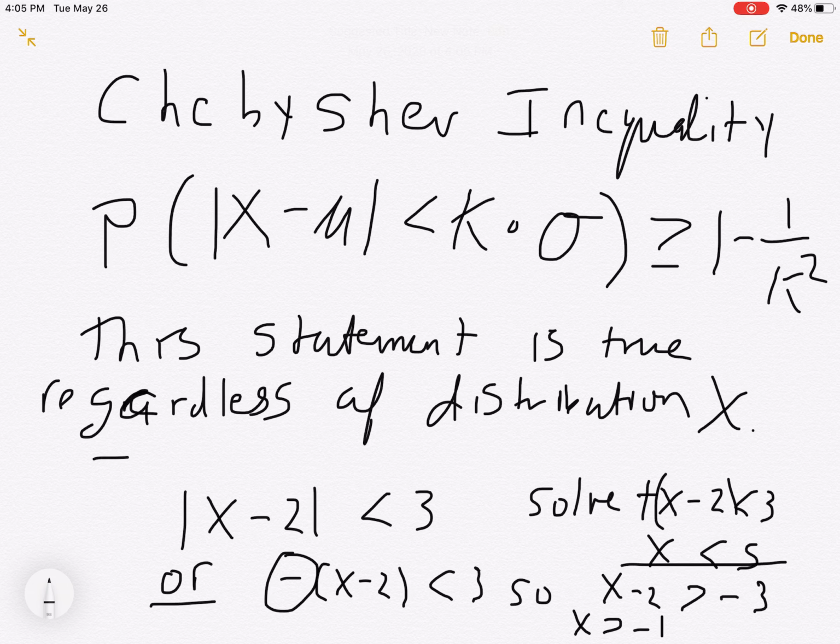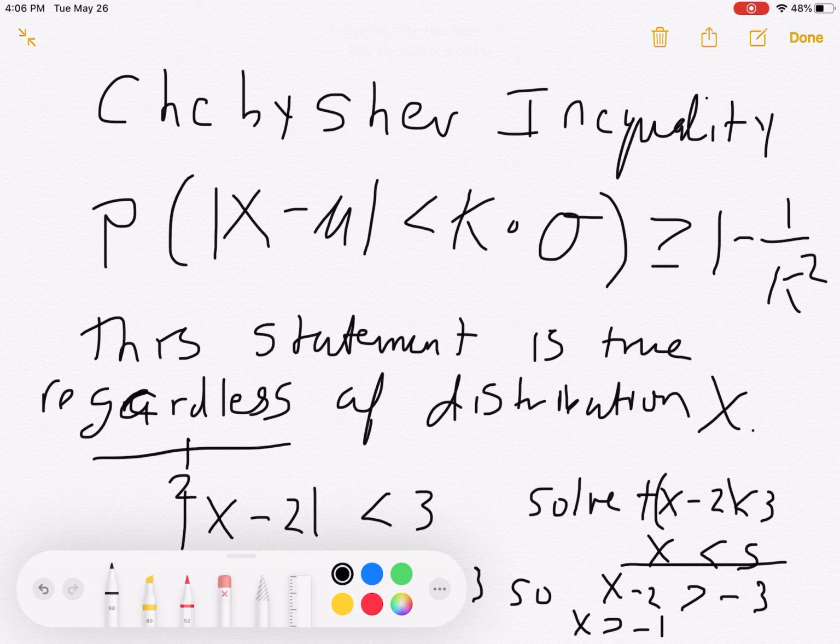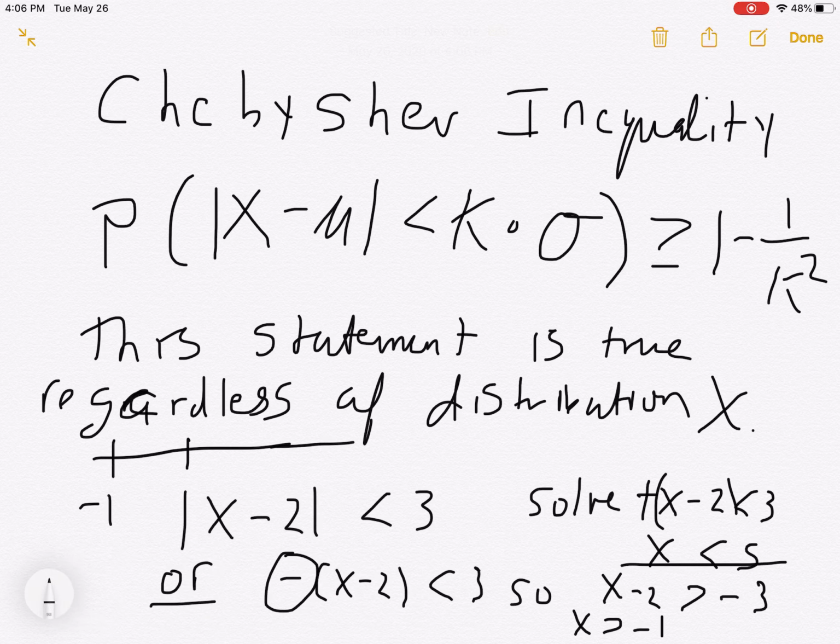Okay. And if we had to look at this, here's going to be 2, then there's a radius of 3. Here's going to be negative 1, here's going to be 5, right? And notice that 2 lies right in the center there. So it goes 3 that way and 3 that way. Okay. So let me just give you a quick example.